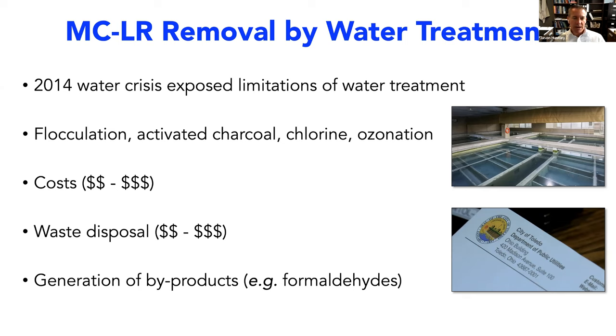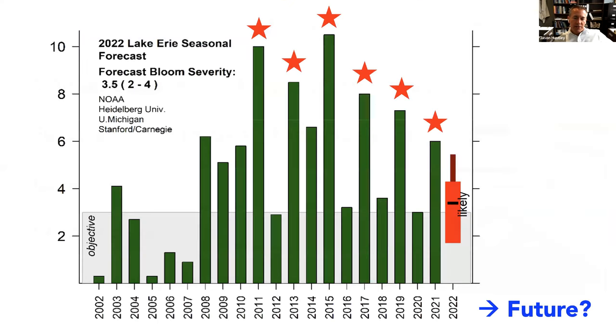And then ozonation, again, while it's a very powerful tool to remove things like microcystin and other harmful algal bloom toxins, can generate byproducts like formaldehyde. And I don't think anyone on this call wants formaldehyde in their water, right? It's great for preserving cadavers here at the College of Medicine, but you don't want that in your drinking water.